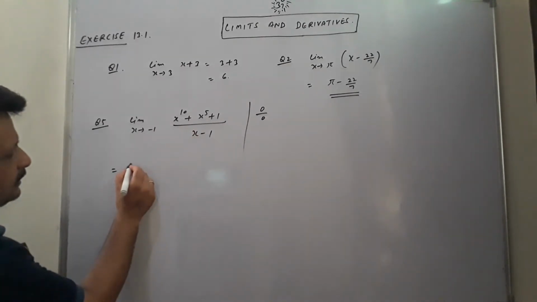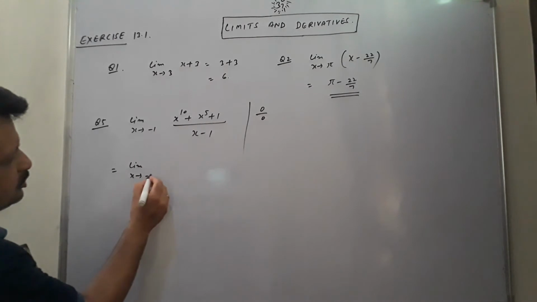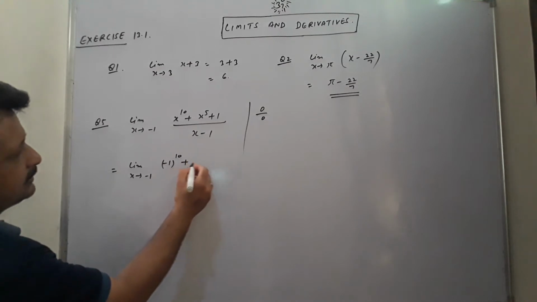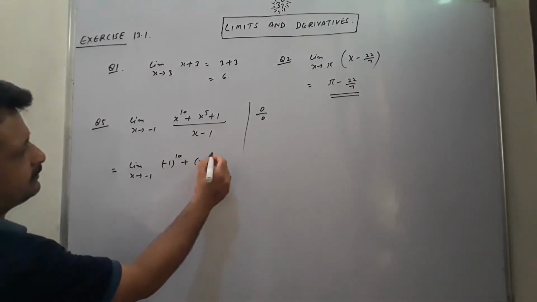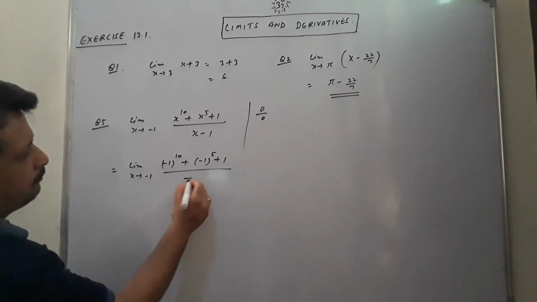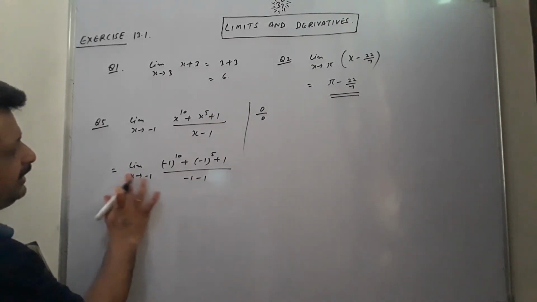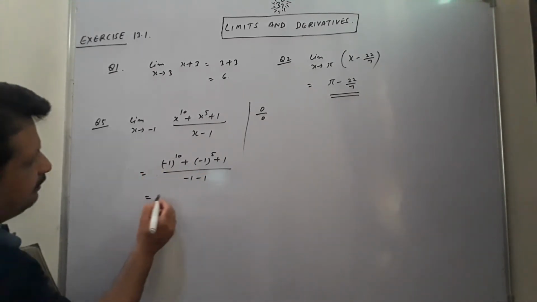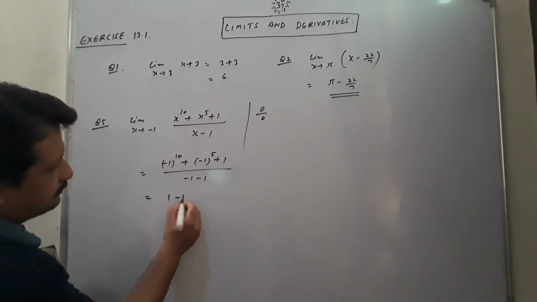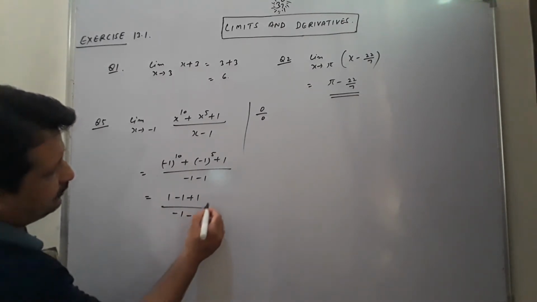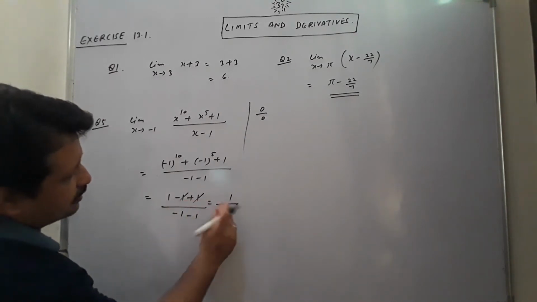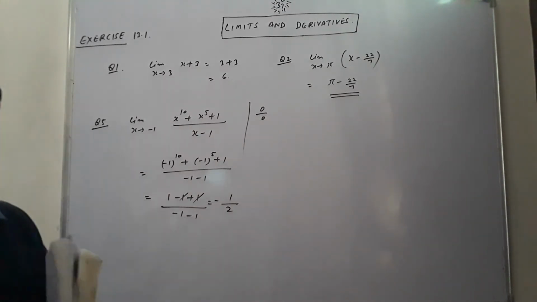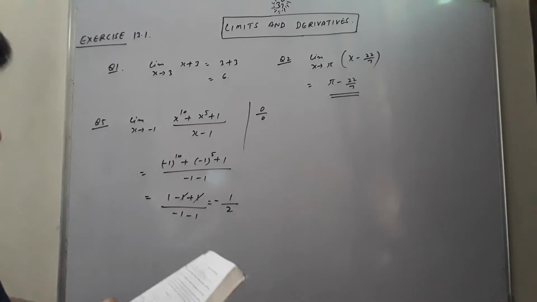You will say limit x tends to minus 1, minus 1 to the power 10 plus minus 1 to the power 5 plus 1 upon minus 1 minus 1. While you put the limit here, students, no need to write it. We will write it like this. This is 1, this is minus 1, plus 1 over minus 1 minus 1, means it will come as equal to minus 1 by 2. So that is your question number 5, students. Let us come to question number 6.